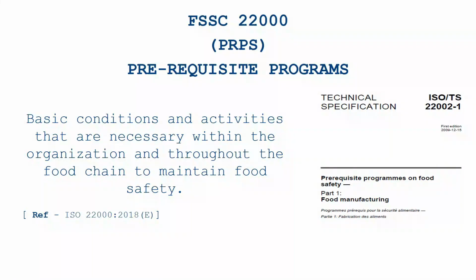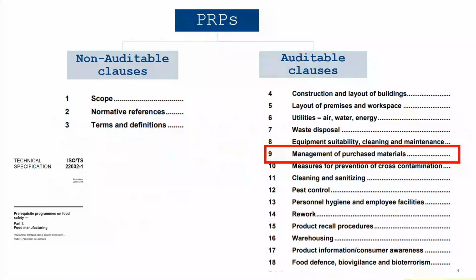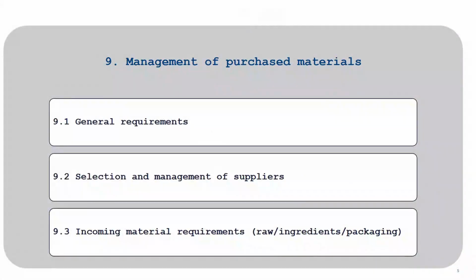Today we are going to discuss PRP number 9, which is management of purchased materials. Management of purchased materials contains three sub clauses: first is general requirements, second is selection and management of suppliers, and third is incoming material requirements. It includes raw ingredients, packaging material, chemicals, all that stuff that you receive, which is called incoming material requirements. So let's start with 9.1.